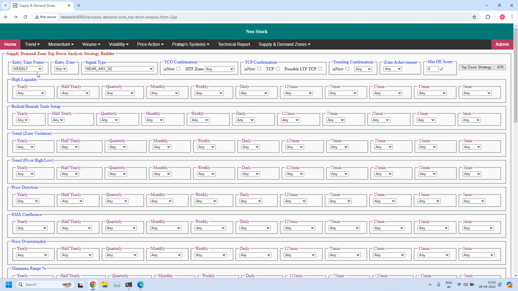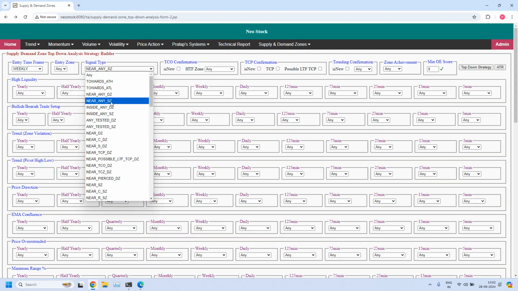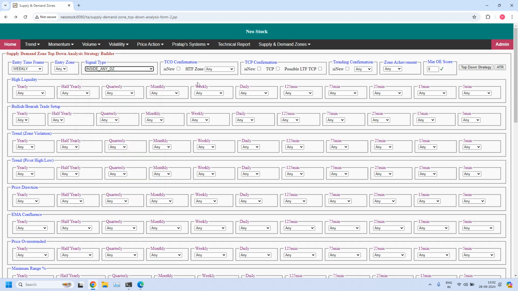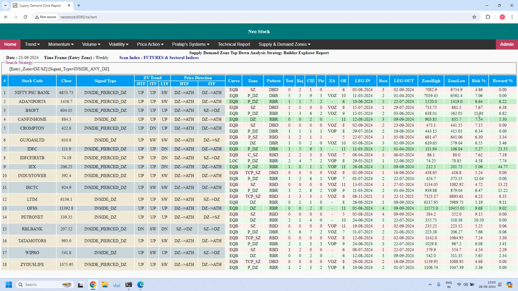Next, for weekly time frame, let us find the stocks where price closed inside weekly demand zone. So 18 stocks are filtered. In all these 18 stocks, prices closed inside the weekly demand zone.